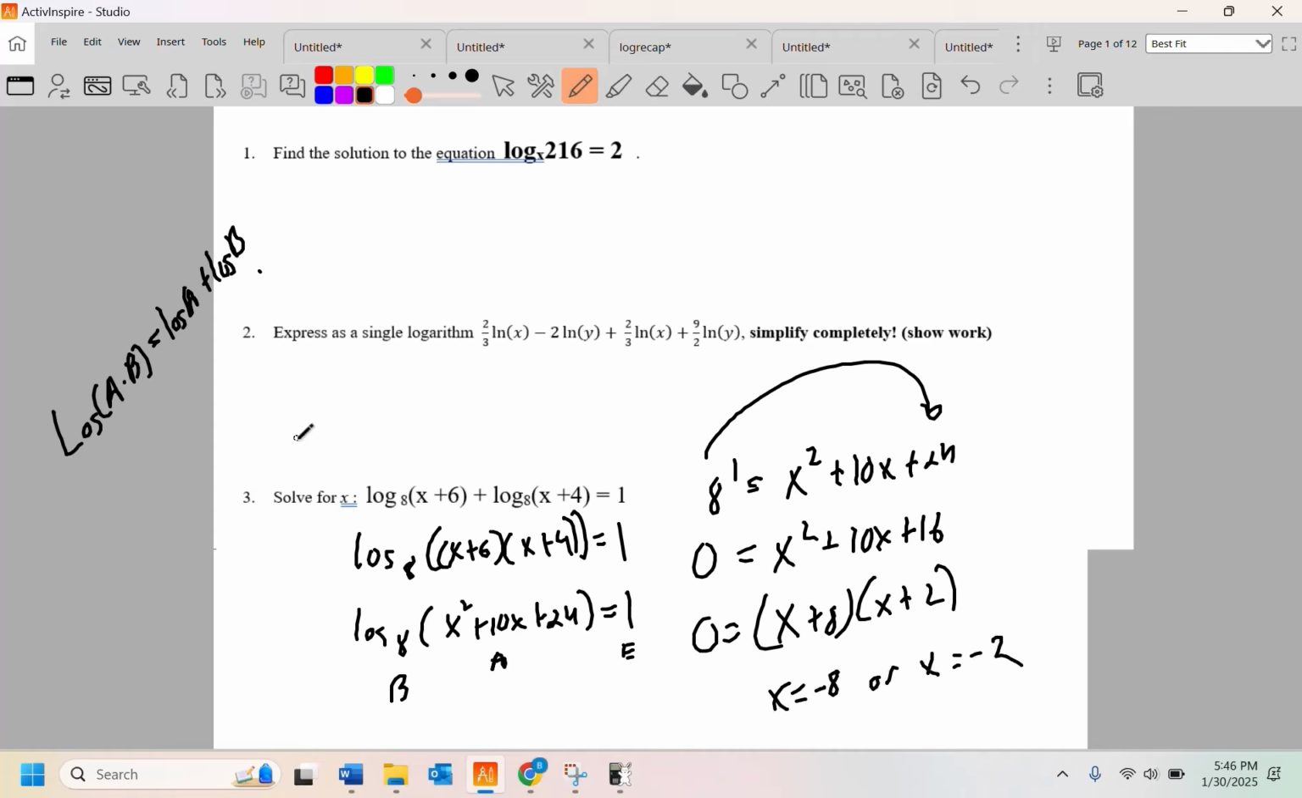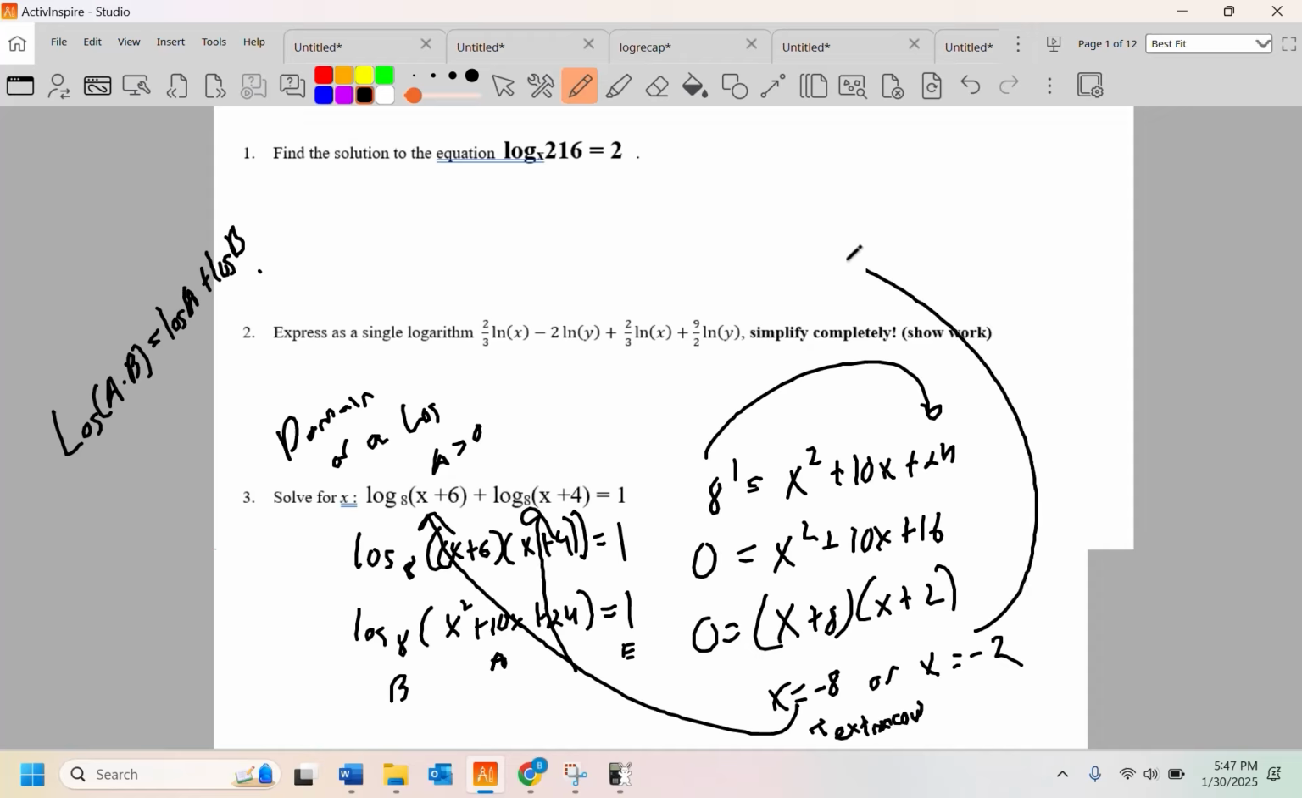Now, the domain of a log says the argument is bigger than 0. If I feed that -8 there or there, it will be extraneous. And you had better be able to identify that. If I feed this -2 there, that's a 2, that's fine. If I feed it there, that's a 4, that's fine. This one is real. Almost done.